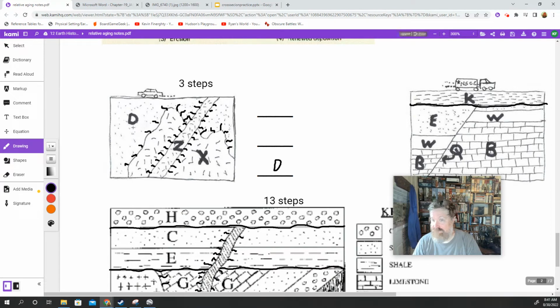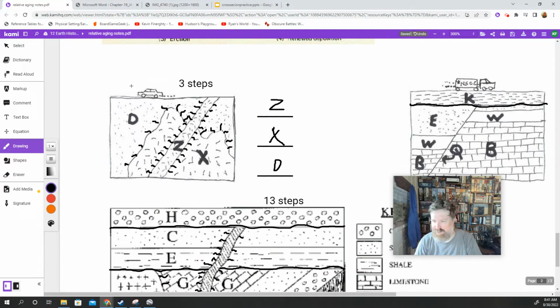because the contact metamorphism in D indicates that at the time that X melted its way in, D already existed and touched it and metamorphosed it. After that would be X. There we go. And we know that because Z cuts across X. Again, cross-cutting, X already had to be there, and Z would be the youngest.